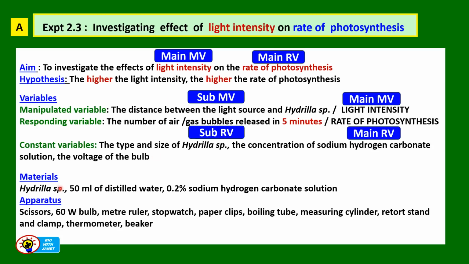Okay, now materials. Hydrilla species plant, 50 ml of distilled water, 0.2% sodium hydrogen carbonate solution. Okay, so the concentration of the sodium hydrogen carbonate solution is fixed at 0.2%. Apparatus: scissors, 60 watt bulb, meter ruler, stopwatch, paper clips, boiling tube, measuring cylinder, retort stand and clamp, thermometer and beaker.